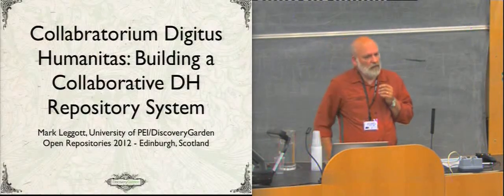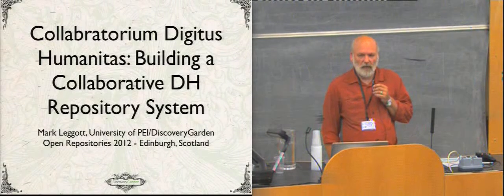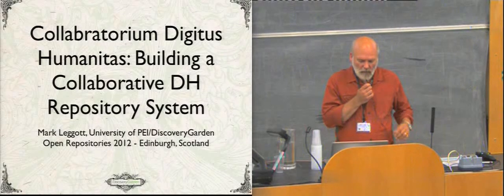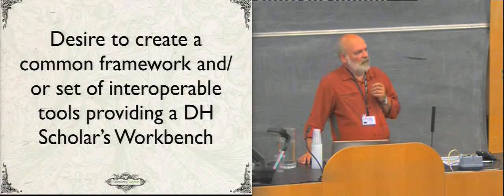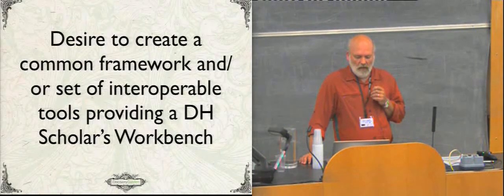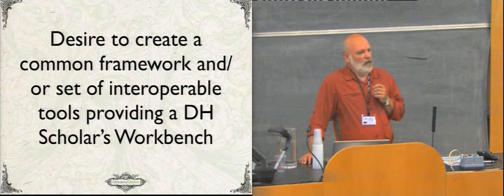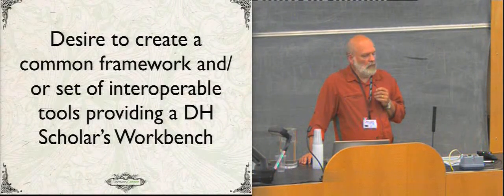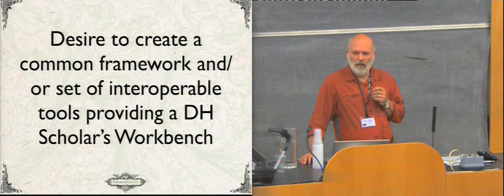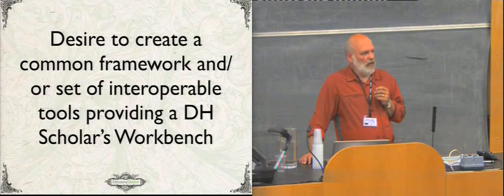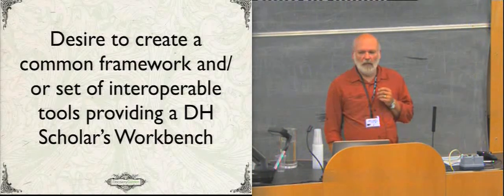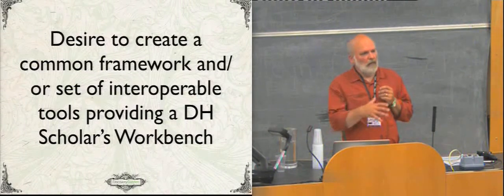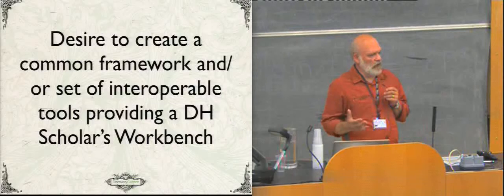So of course we all need a cute title for the talks, and Collabratory has been used in a lot of different ways. So Collabratorium Digitus Humanitas is the description of what I'm using to describe this, which is a desire to create a common framework and/or a set of interoperable tools to provide a digital humanities scholar's workbench. In my limited experience in the digital humanities community, we often see a lot of very creative projects and tools developed that typically have soft funding. They represent the vision of the faculty member who works on the project, and then the soft funding runs out and there's no sustainable approach.